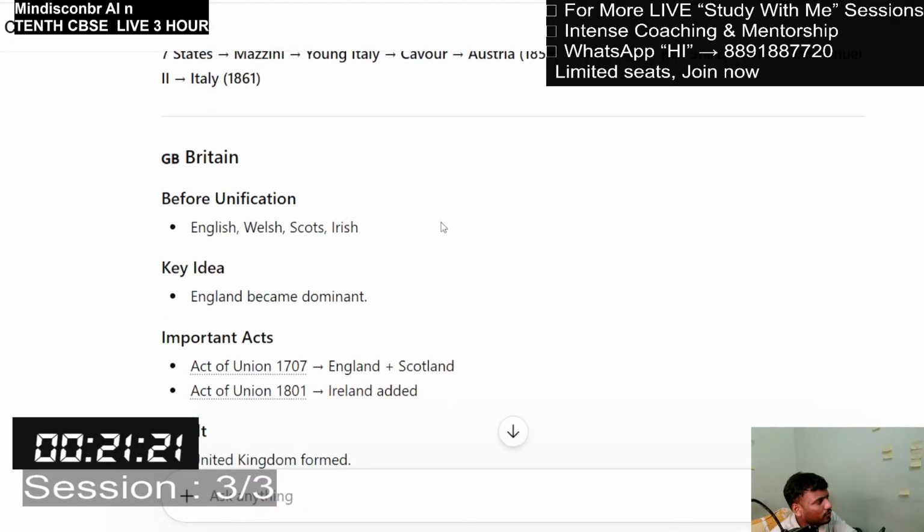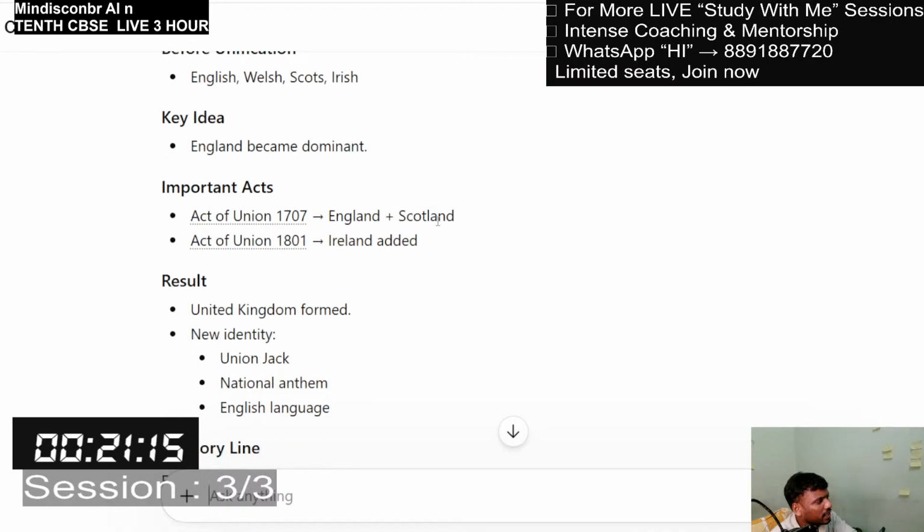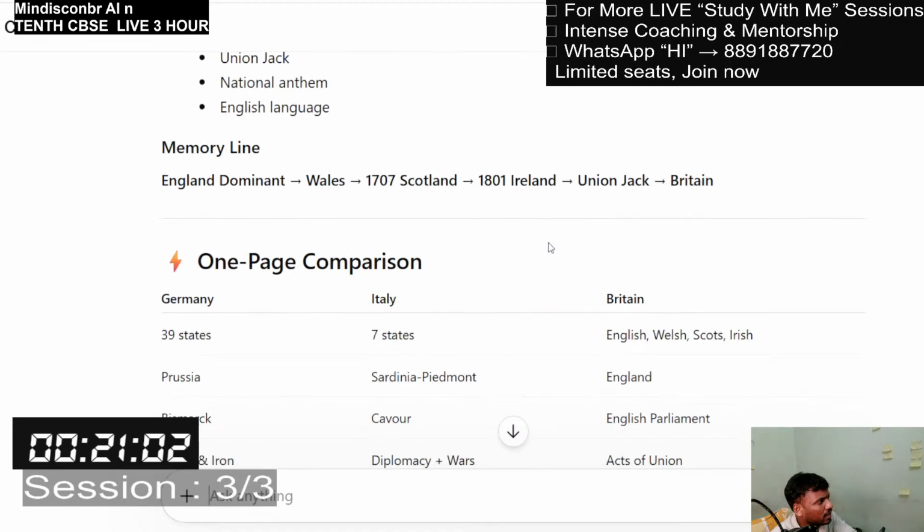Britain. Before unification, there were the English, Welsh, Scots, and Irish. Key idea: England became dominant. Important acts: Act of Union 1707, England plus Scotland. Act of Union 1801, Ireland added. Result: the United Kingdom formed. New identity: Union Jack, national anthem, and English language. Memory line: England dominant, Wales and Scotland 1707, Ireland 1801, Union Jack, and Britain.